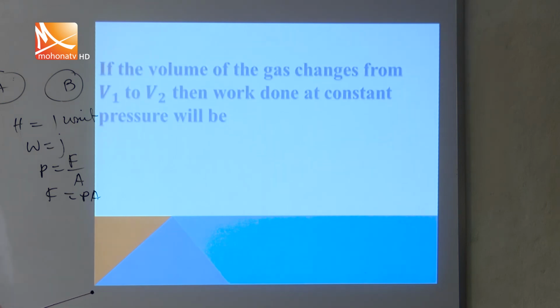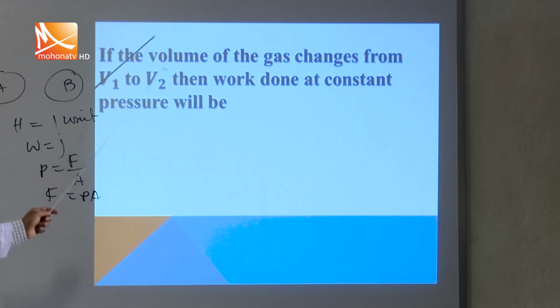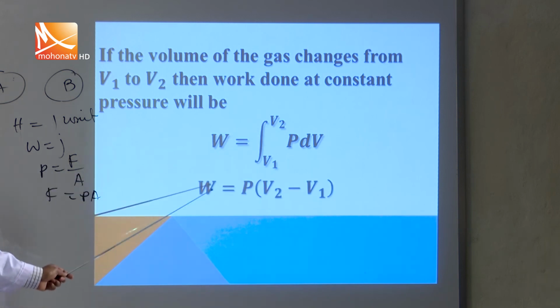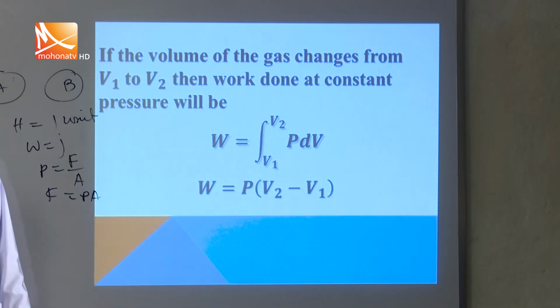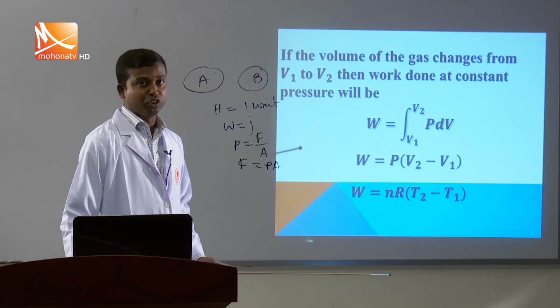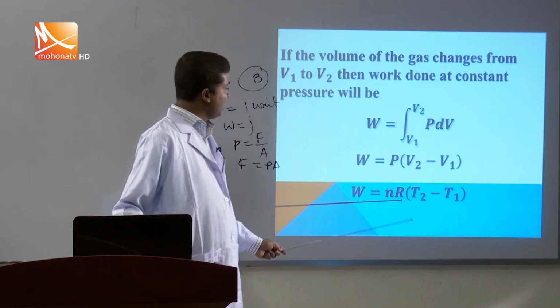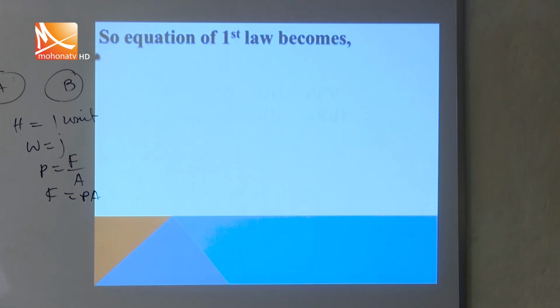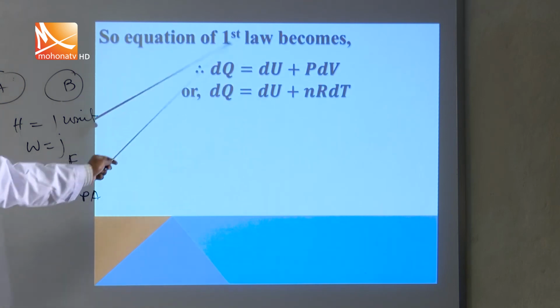Now if the gas changes its volume from V1 to V2, then what will be the work? Simply by calculating the integration you can find W equals P into V2 minus V1. So this is the work done. You can also write this by using the ideal gas law. You know that PV equals nRT, where n is the number of moles. So this is the same equation in a different form. Finally, you will get the first law of thermodynamics like this.